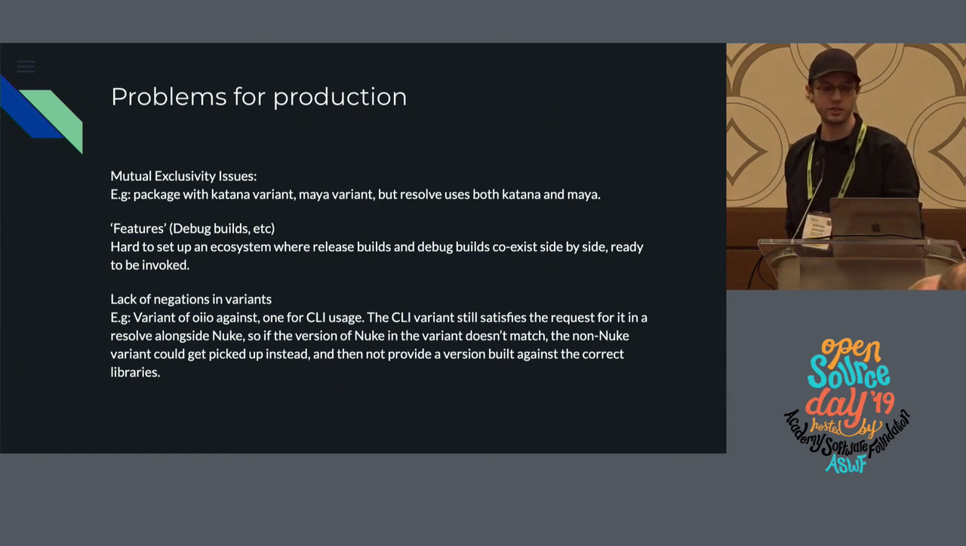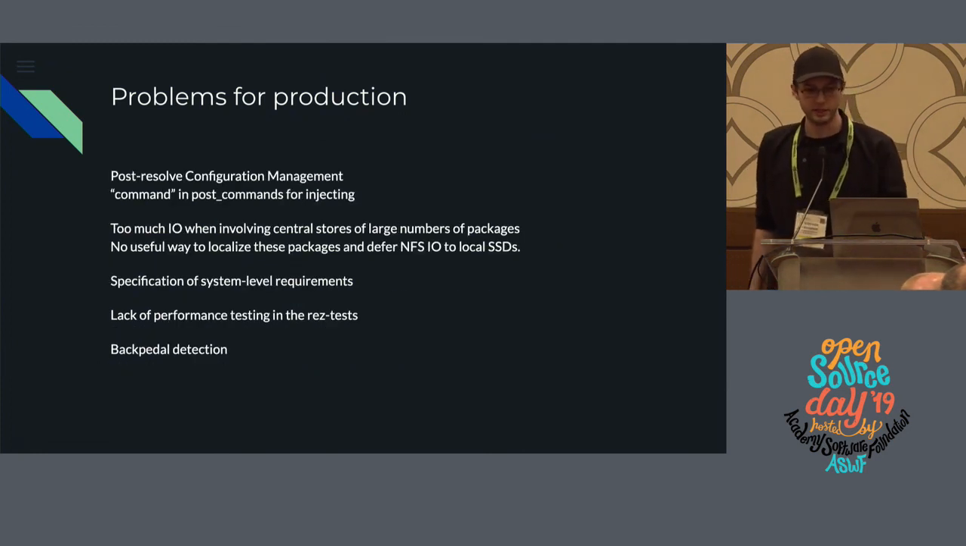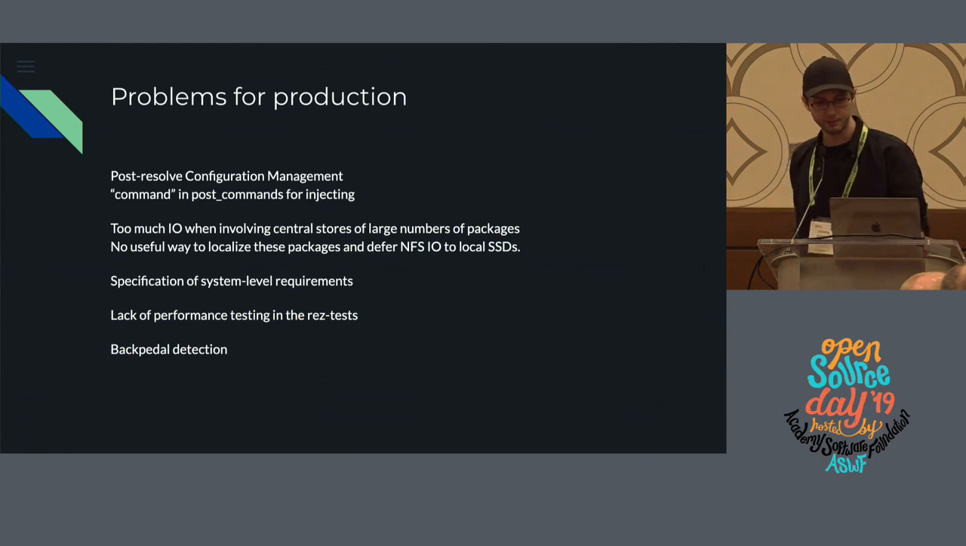Similarly, lack of negations in variants is definitely an issue for us right now, where I may want to exclude everything in a specific variant, and it's just not really possible to do that because file paths don't like exclamation marks all that well, or our shells don't at least. Configuration management, I was already going into that a little bit, so I'll skip over that.